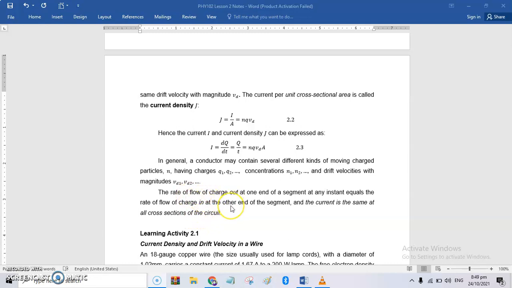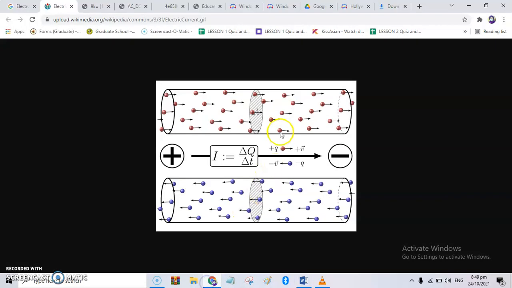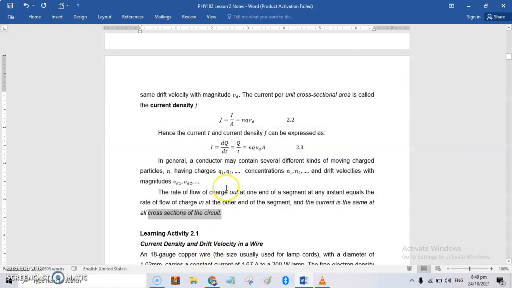So the current in and out is just the same, and the current is also the same in all cross-sections of the circuit. When we say cross-section, this is what it means, and this is the area of the circle. This is why current density J is highly related to the cross-sectional area of the wire.